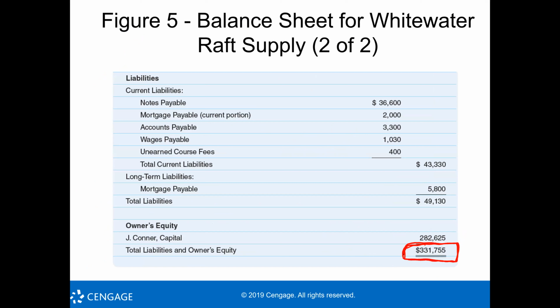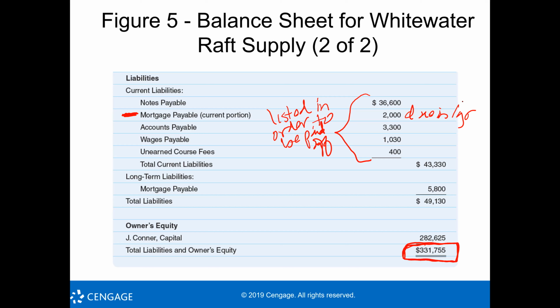And so you see here $331,755, right? Current liabilities, again, listed in the order that we think they'll be paid off. Listed in order to be paid off. Some liabilities have a current portion and a long-term portion. And we see that here with mortgage payable. We see mortgage payable in the current section. This would be what was due within 1 year.